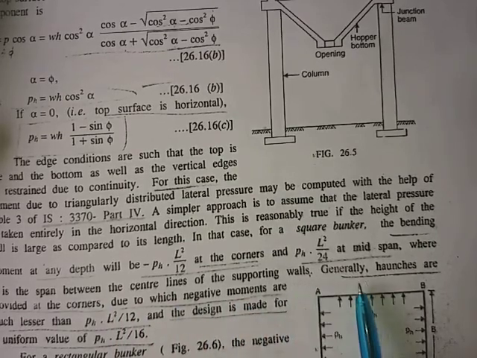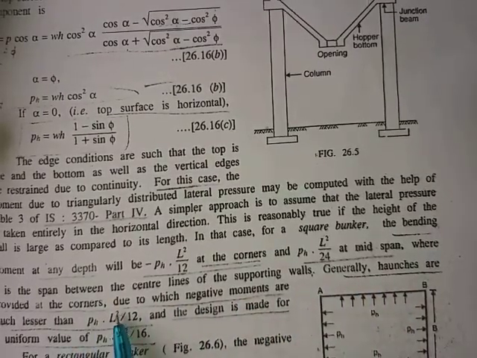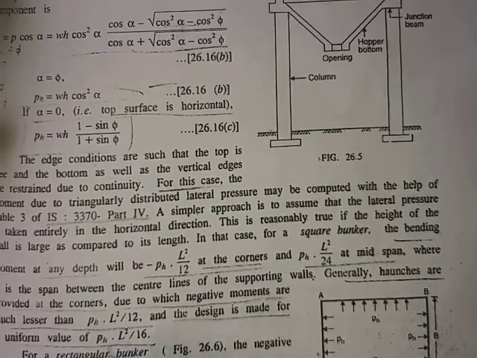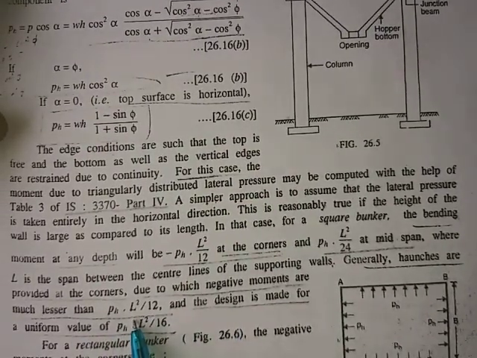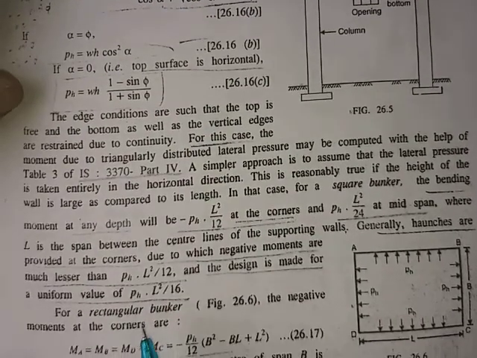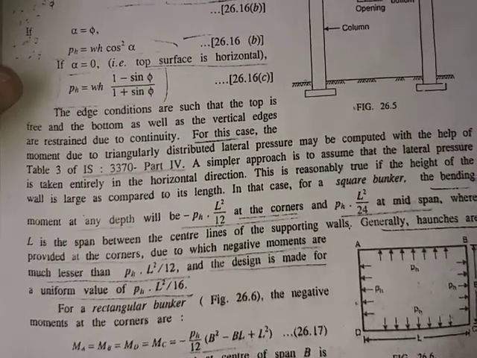Generally haunches are provided at the corners due to which negative moments are much lesser than pH L square by 12, and the design is made for a uniform value of pH L square by 16 for an economical section. Then this is for the square bunker.